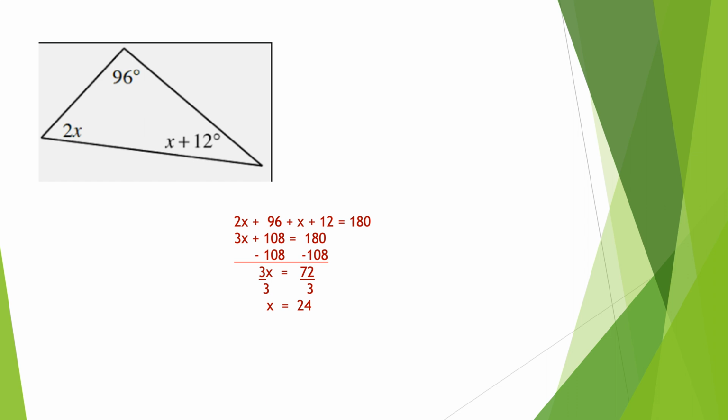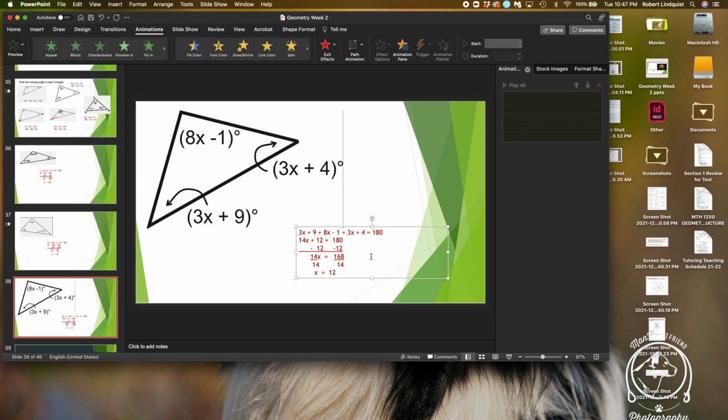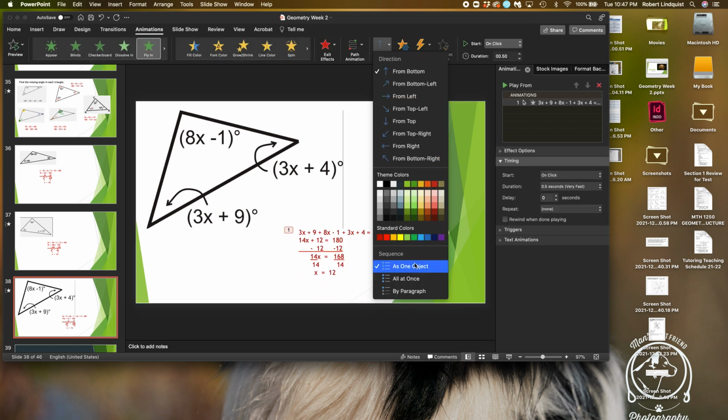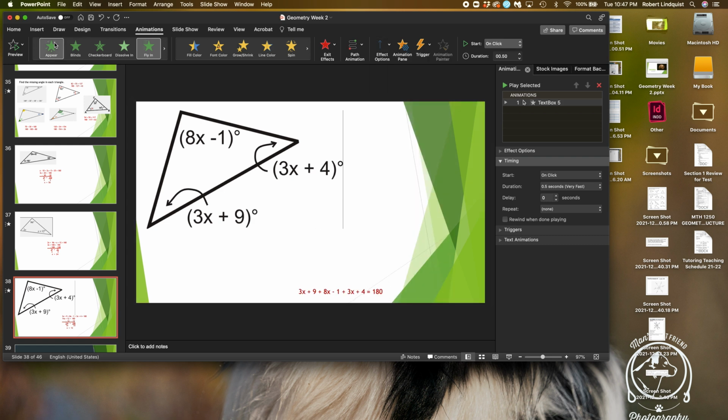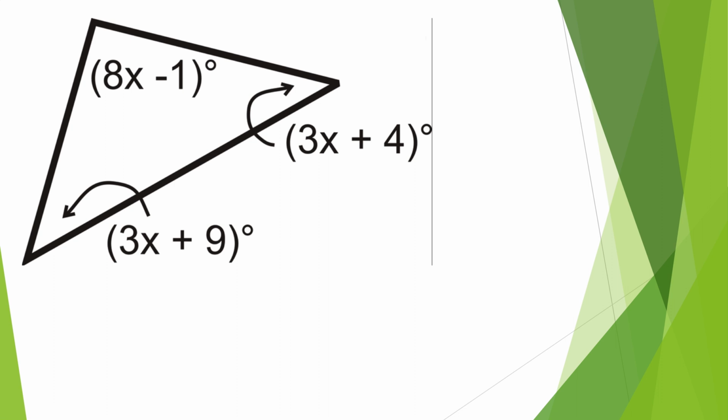Okay, now let's go to the next one, except I'm also going to add animations. We can go fly in, and we'll do that by paragraph, and now we go to slideshow and find the value of x. Go ahead.